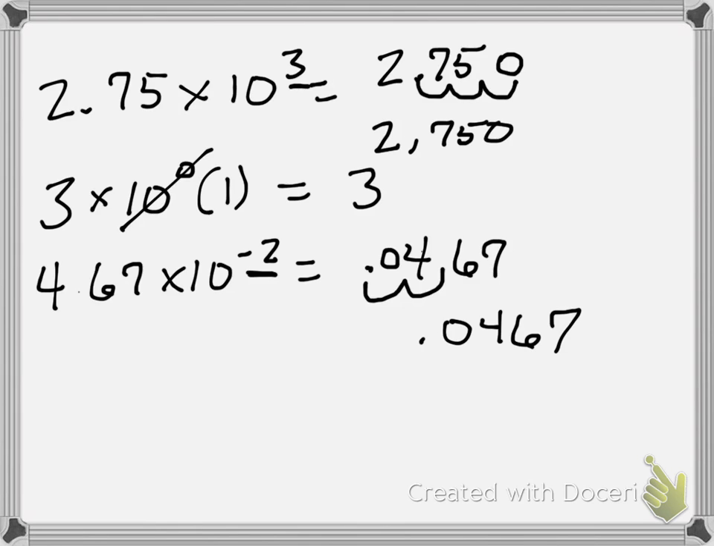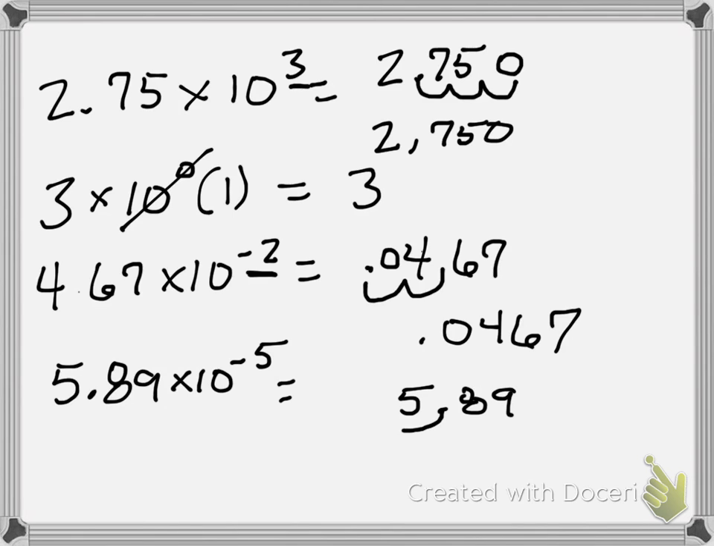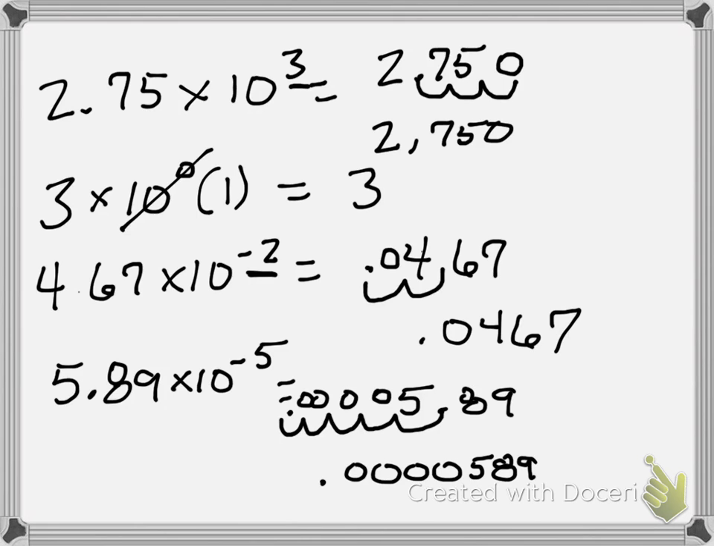Last one. Let's do another negative exponent just to make sure you guys understand which way to move the decimal. If we did 5.89 times 10 to the negative fifth, you would have 5.89, and you would move the decimal 1, 2, 3, 4, 5 times. And so you would fill that in with zeros. So it would be a final answer of 0.00000589.